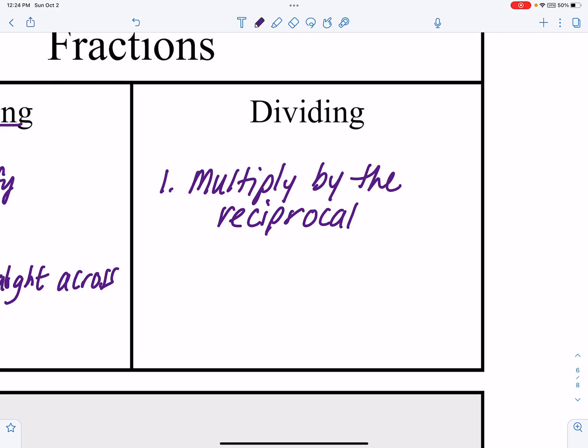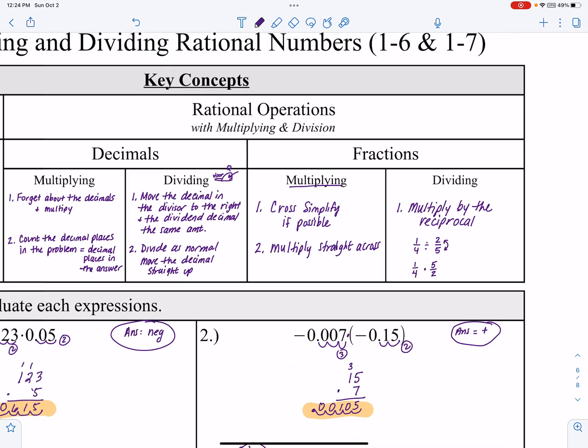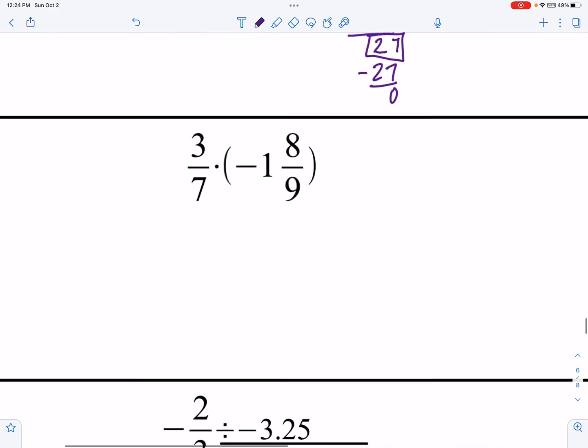So for example, if you have 1/4 divided by 2/5, okay, instead we would multiply by the reciprocal, which is just taking the numerator and denominator and flipping them, okay? And so that's what you'll do for that, and then you just follow your multiplication rules, okay? So it makes it nice and easy. So let's go ahead and do these last 4 problems like that.